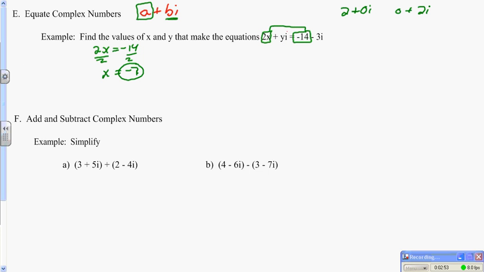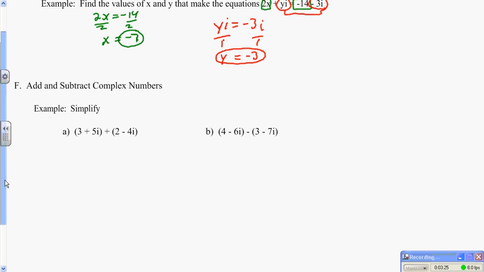The imaginary part would be looked at as y times i equals negative 3i. What must y be for this to be true? Well, if you want to do it longhand, you can solve for it by dividing by i and get negative 3. Those two numbers for x and y would make this a true statement.